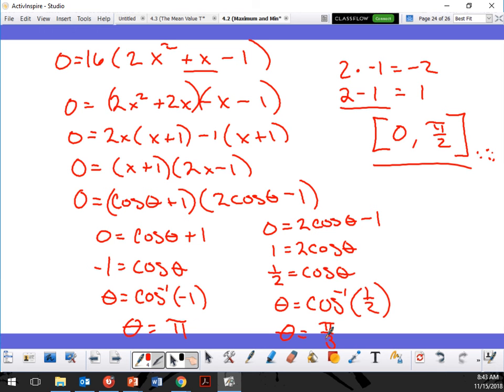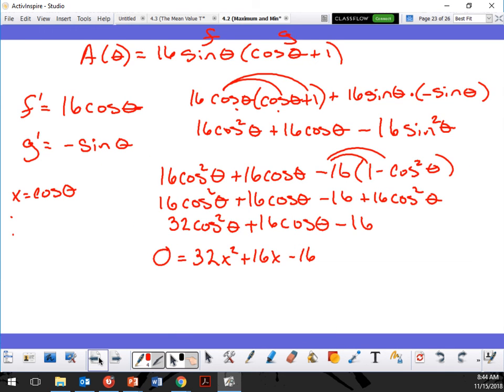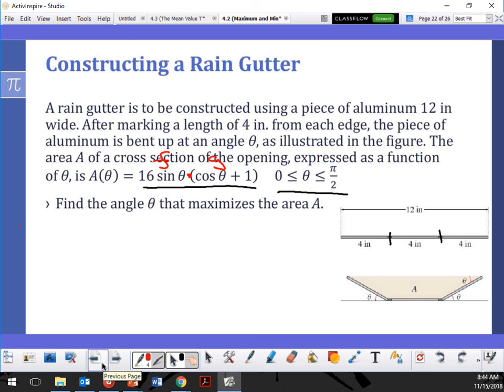Now, what does that actually mean in plain English? I did a lot of math. Find the angle that maximizes the area. What that means is the maximum area is going to be when theta is pi over 3.